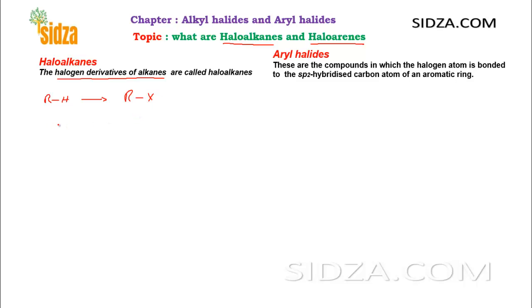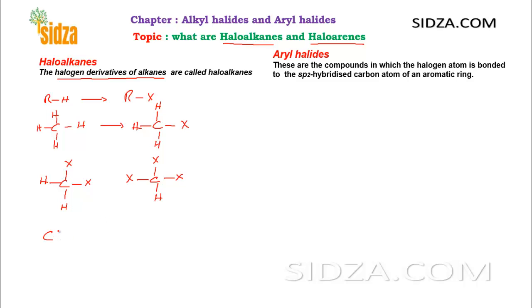So suppose we got here the methane, and from the methane, if you replace a hydrogen atom by the halogen, what do you get? You get a haloalkane. So suppose we have another molecule where you got two halogen atoms, and you can have three halogen atoms also attached to a particular carbon atom.